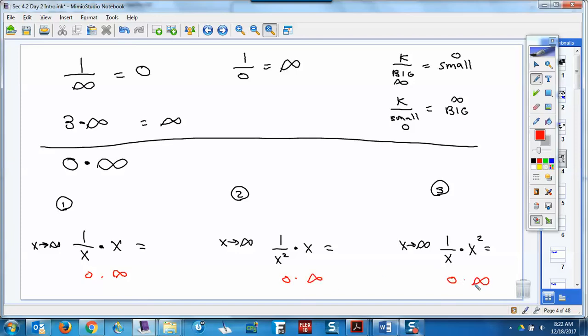Would you agree with that? As x gets really big, this is getting really small, towards 0. And this is getting really big. This is getting really small. This is getting really big. This is getting really small. This is getting really big. So we have a 0 times infinity situation. Okay? Now, what's 1 over x times x? 1. So as x gets really big, it doesn't matter. This will be a billion divided by a billion, a trillion divided by a trillion. It'll be 1. So there, 0 times infinity is 1.